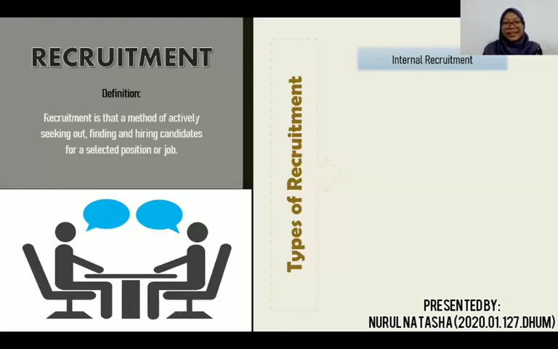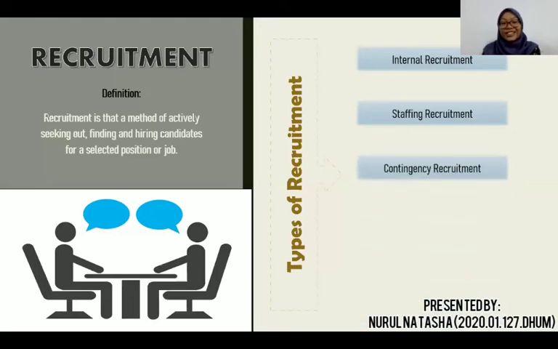Next, internal recruitment happens when a recruiter fills a job opening from an organization's existing talent pool, like moving an existing worker to another team or promoting a worker to fill a higher level position. Next, staffing recruitment refers to recruitment working for third-party agencies, placing candidates in temporary and permanent employment opportunities.